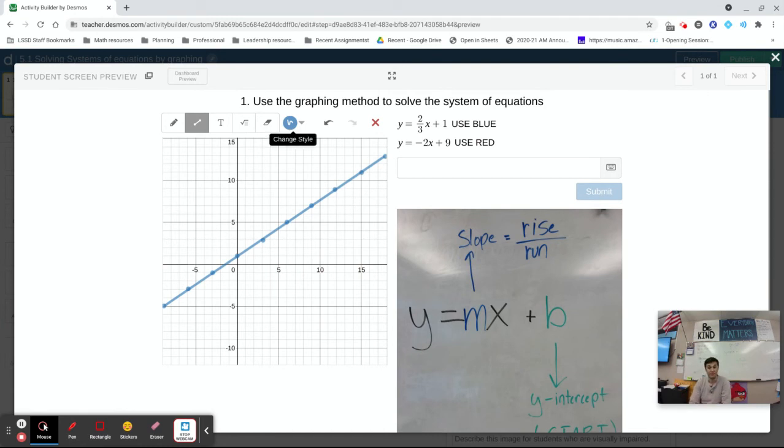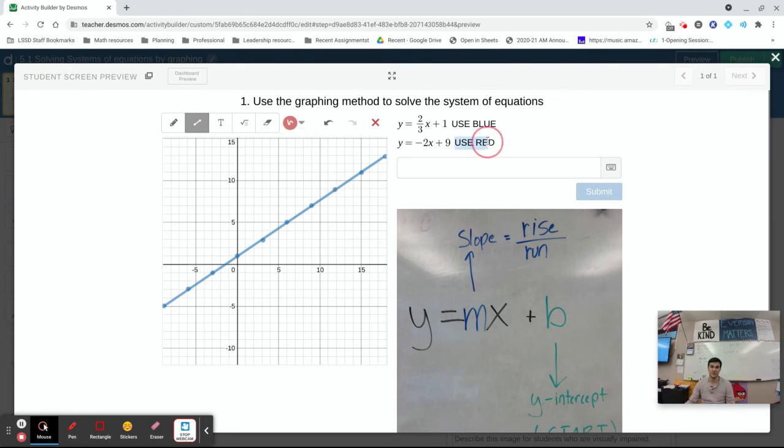One thing to note, if the slope is negative, then rather than going uphill from left to right, I would have needed to start by going downhill from left to right. All right, let's change the color now to red.